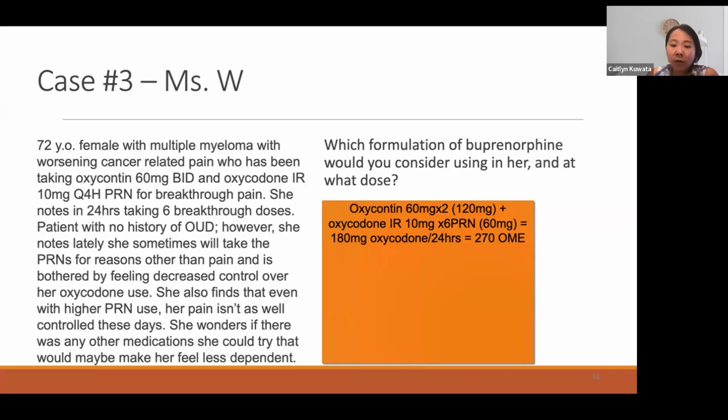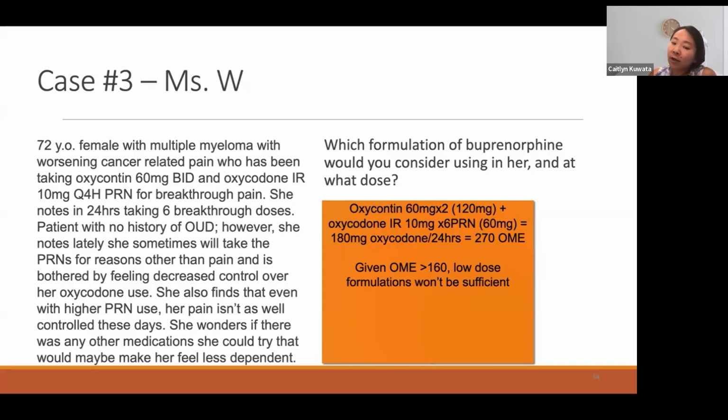So when we convert our OxyContin into our oral morphine equivalents, you always just want to add up your 24-hour usage of everything. So 2 doses of OxyContin 60 milligrams is 120 milligrams. And then if she's using 6 of her PRNs, that's 60 milligrams. So she's using 180 milligrams of oxycodone in 24 hours. And you can do your calculations to convert this, which is equal to 270 oral morphine equivalents. So 270 oral morphine equivalents is much higher, right, than our low-dose buprenorphine formulation should be able to handle. And so they really would not be the solution for her.